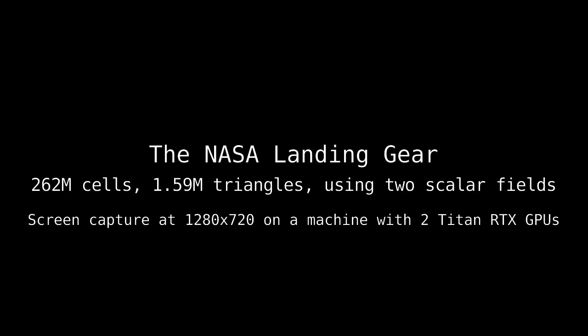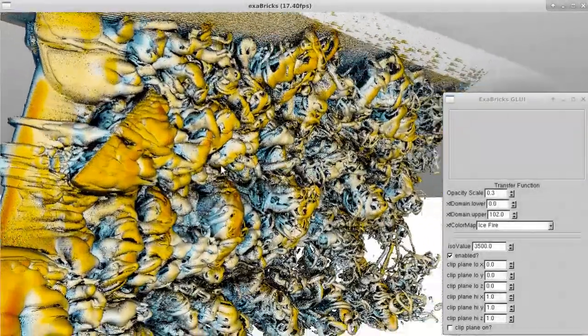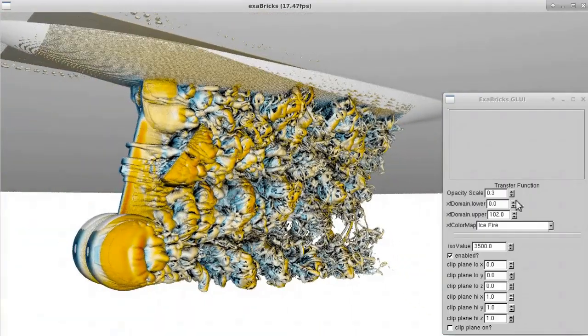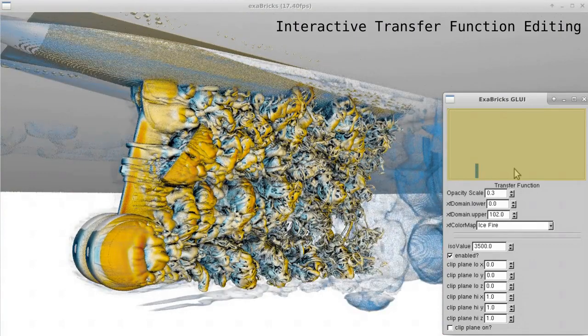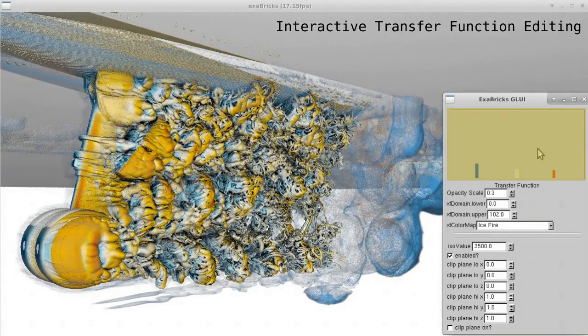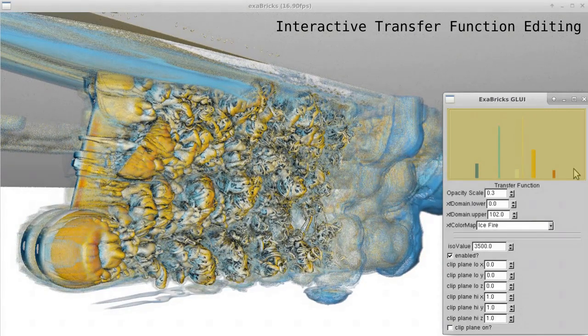The landing gear is a block-structured AMR dataset, where the ratio of the largest cell size to the smallest is 4096 to 1. The dataset contains 262 million AMR cells and a 1.59 million triangle mesh representing the gear geometry. When the transfer function or ISO value is changed, the optics BVH over our active regions is rebuilt, discarding empty regions from the hierarchy.